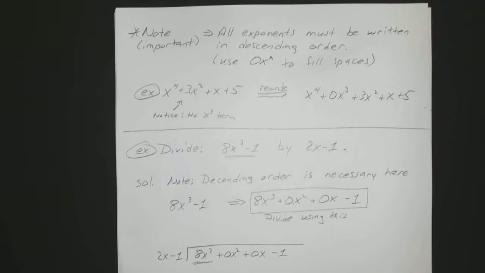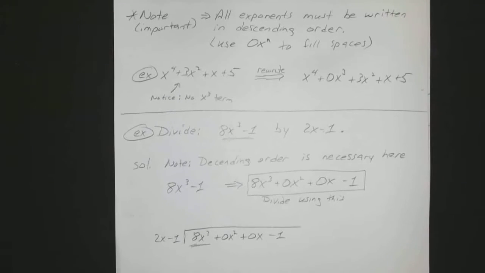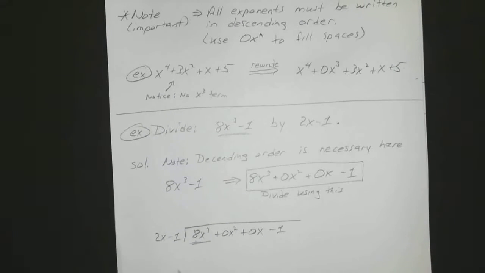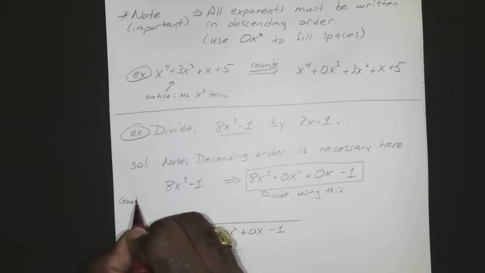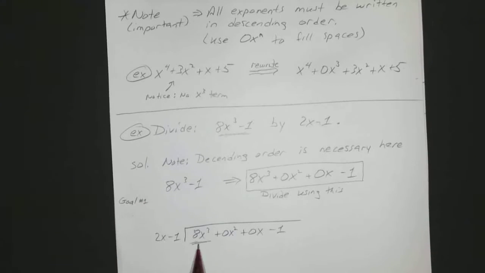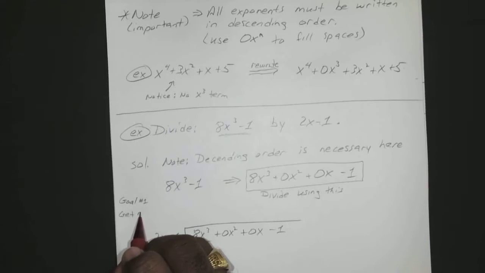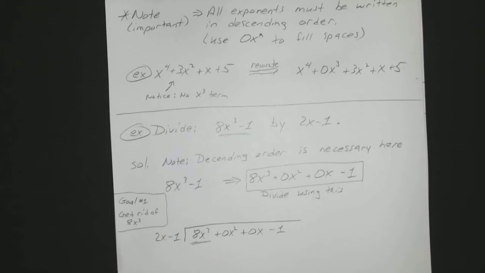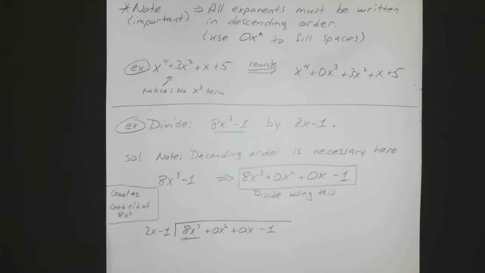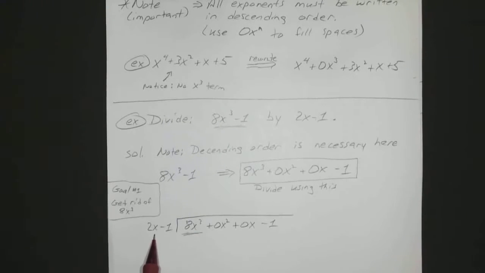And so I want to make sure this was actually caught on there. Okay, so remember our goal number one is to get rid of that 8x to the third. So goal number one, get rid of 8x to the third. All right, so to do that, we have to multiply 2x by something to give us 8x to the third, which would be what? Yep, 4x squared.